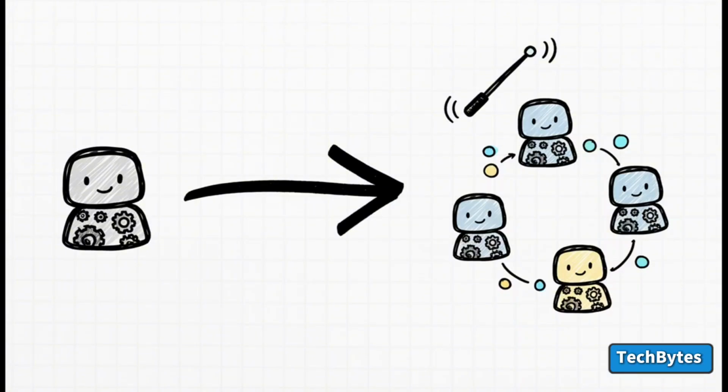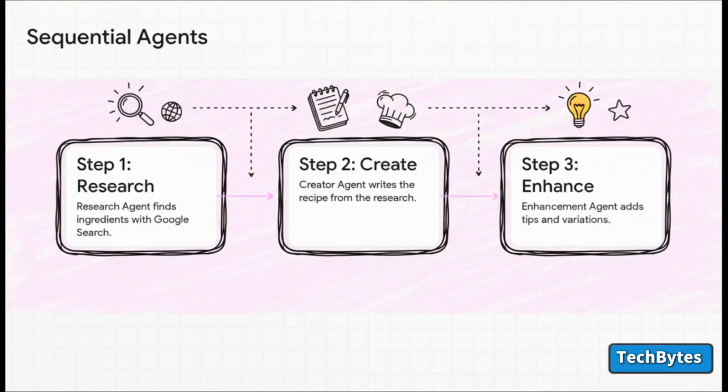Okay, now this is where it gets really interesting. A single agent with a cool tool is useful, for sure. But the real magic of ADK happens when you get a bunch of agents to work together. This coordination is called orchestration, and it comes in two main flavors. So the first type is a sequential workflow, which is basically an assembly line. Imagine you want to create a new recipe. First, a research agent hops on Google Search and finds all the ingredients. It then passes that info to a creator agent, whose only job is to write the recipe steps. And finally, an enhancement agent can come in and add some pro cooking tips. See, each agent does its job one after the other.